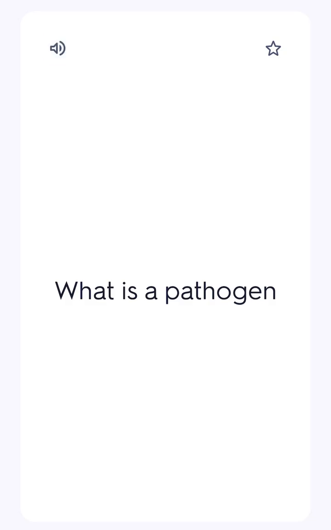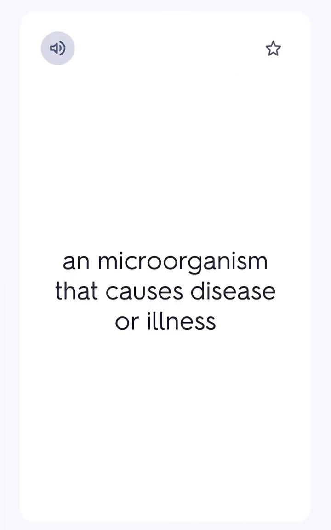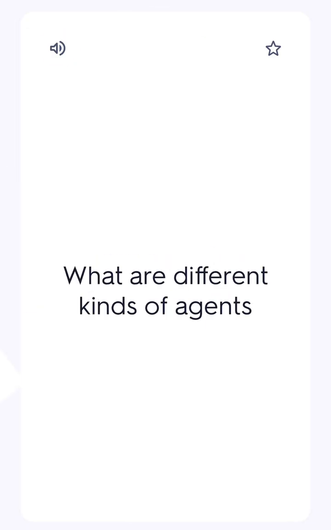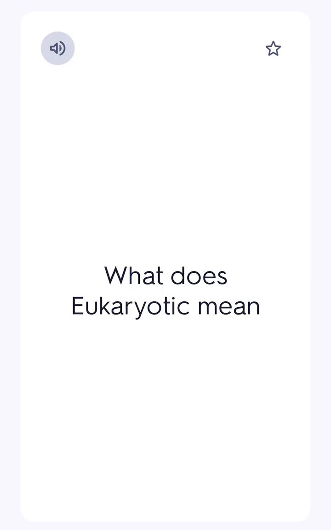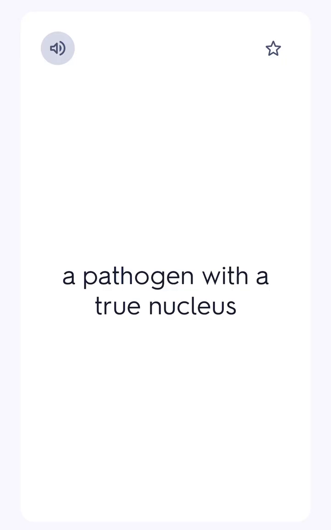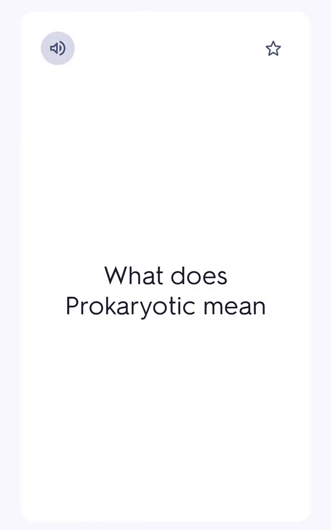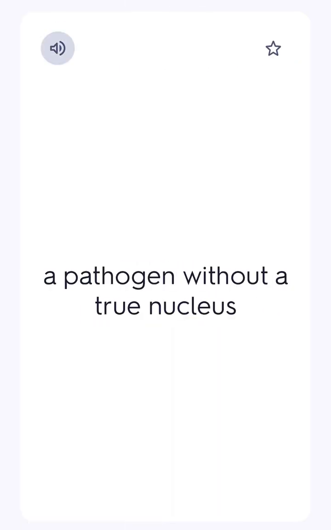What is a pathogen? A microorganism that causes disease or illness. What are different kinds of agents? Bacteria, virus, fungus, protozoa. What does eukaryotic mean? A pathogen with a true nucleus. What does prokaryotic mean? A pathogen without a true nucleus.